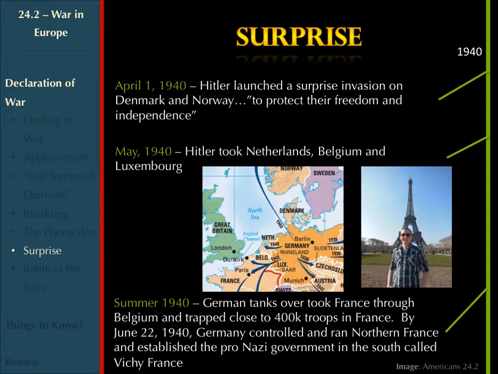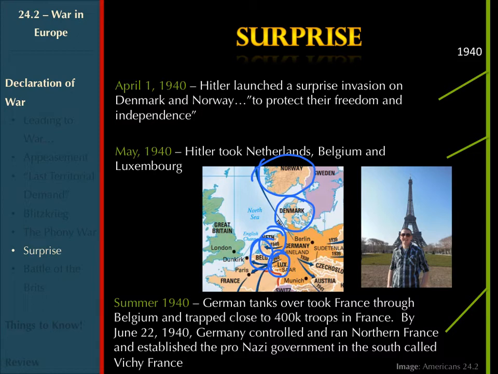On April 1st of 1940, so we're already almost a year from when World War II started, Hitler launches a surprise attack on Denmark and Norway here. And he said that he took these countries to protect those countries' freedom and independence. A bunch of BS if I've ever heard it before. And then the next month, Hitler takes the Netherlands, Belgium, and Luxembourg here. All of the Low Countries, we call them. Obviously on his way to France.